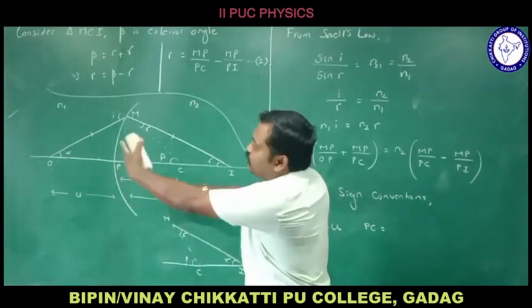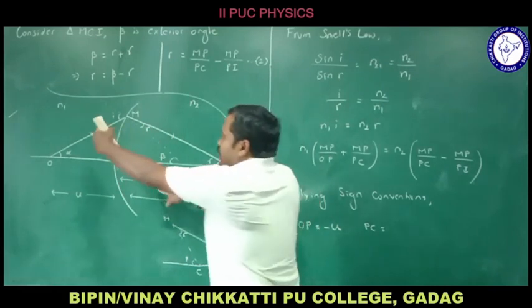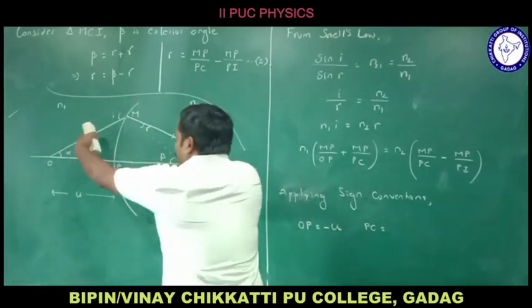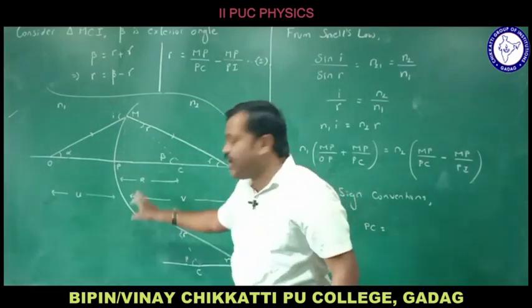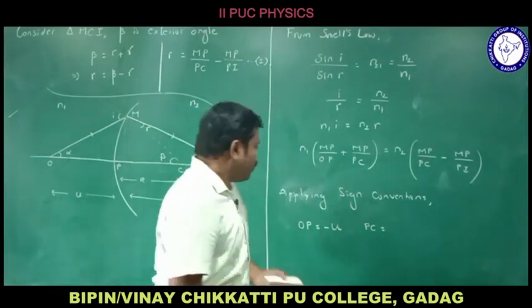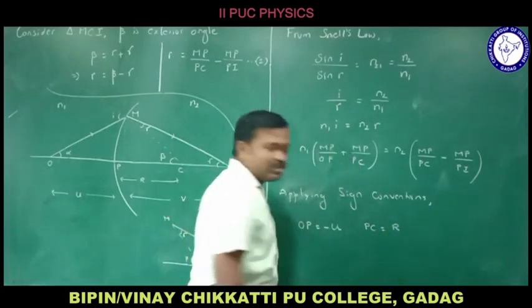What is the direction of incident ray? This is the same direction, right? It is coming this side. Means the measurement which I am doing and the direction of incident ray are same. That is why I can take R as positive. So what is PC? That is R. That is positive here, right?